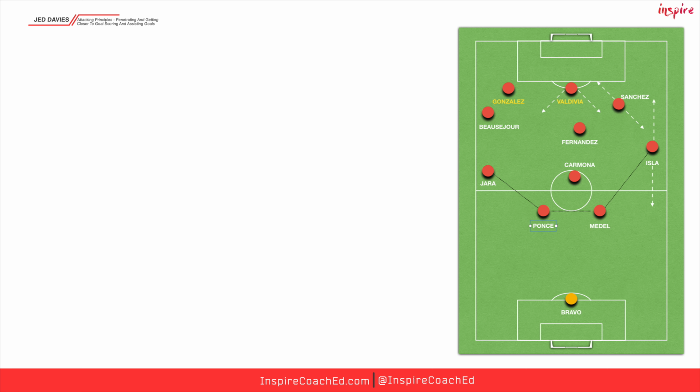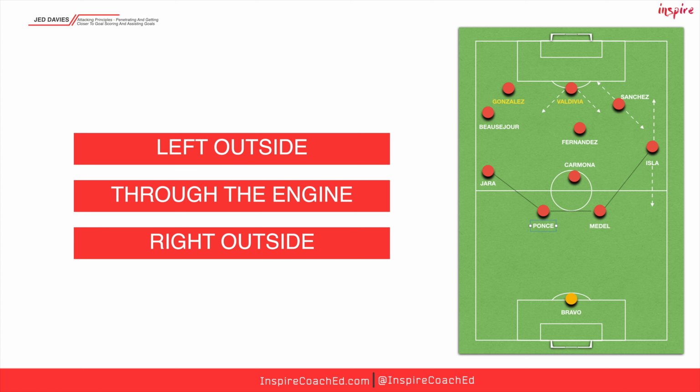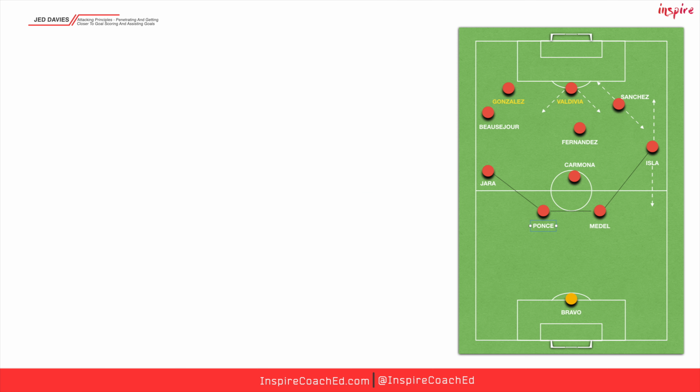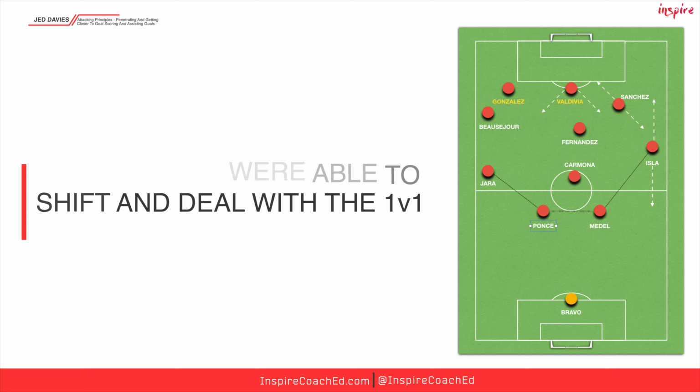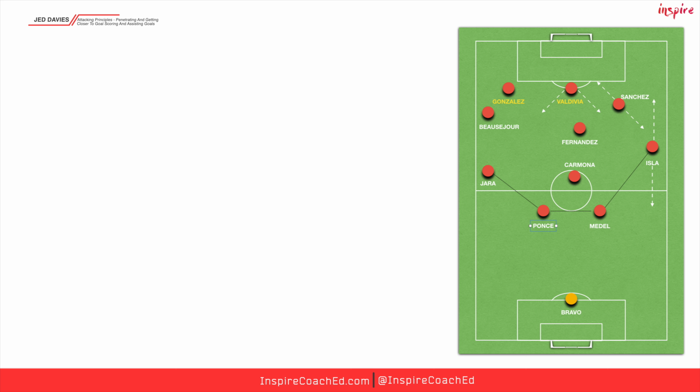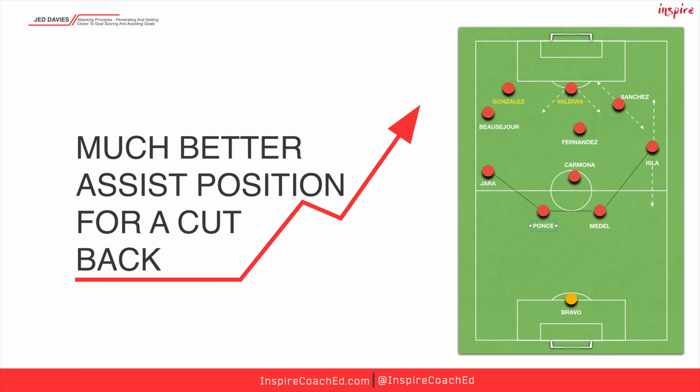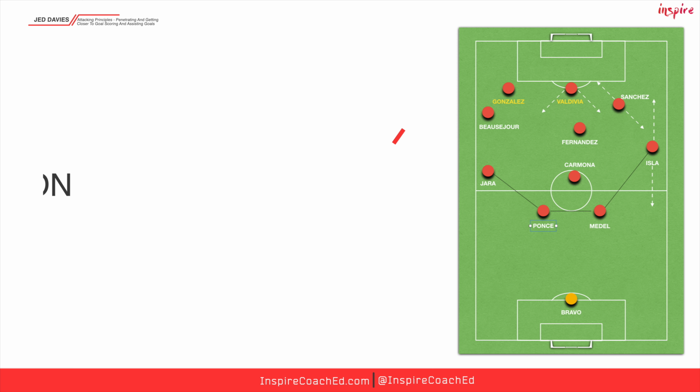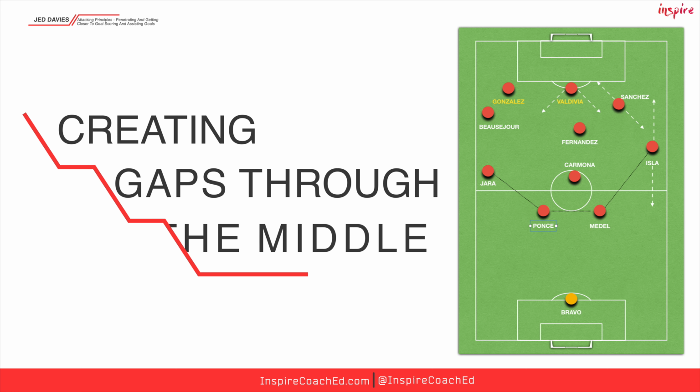Now, what this did was, as I said earlier, not to consider the 2 outsides in isolation. The Chile side was going from left outside through the engine for a switch of play to the right outside. And if you think about the difficulties now compared to before. Before, Switzerland were able to shift and deal with a 1v1, not let them cross, but if they crossed, win the header, shift. But now you're dealing with 3 on the outside, and you're able to get into a much better assist position, maybe for a cutback. So you're going to have to shift further over to the right. And now when they shift over to the left, you have to shift over again. So now you're creating gaps through the middle to be able to penetrate.